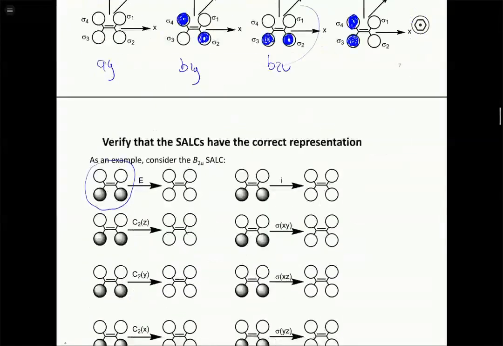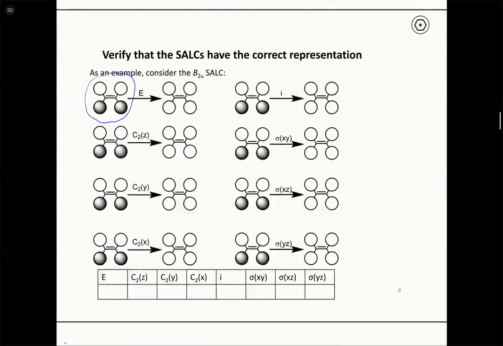Now let's say I had given you this SALC and asked you what is the Mulliken symbol for this. How do we go about doing this? So we apply each operation, and just like we saw before, if the orbital is unmoved under that operation, if it's unchanged, the character would be 1. If the orbital is inverted, if the signs are inverted, the character would be -1. And so if we go ahead and do this, for the E operation, it doesn't change, of course.